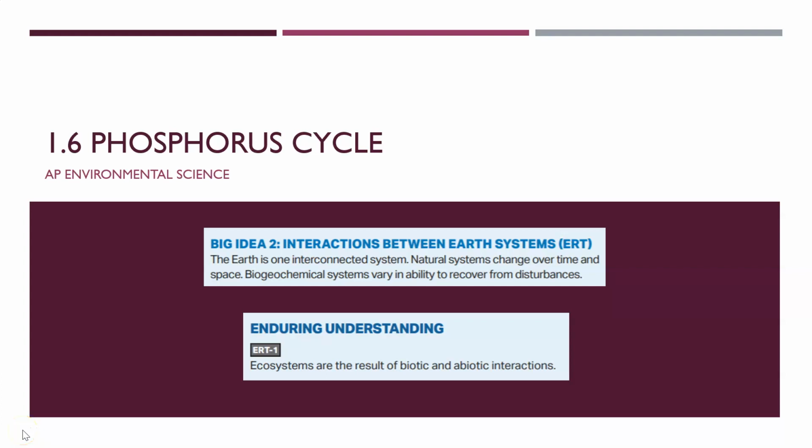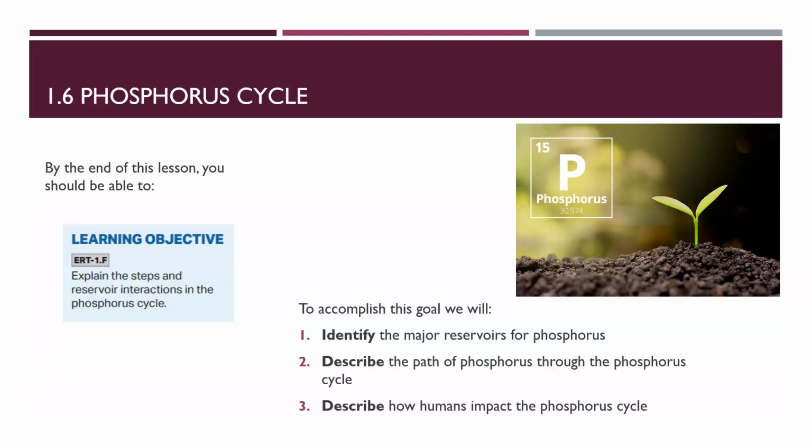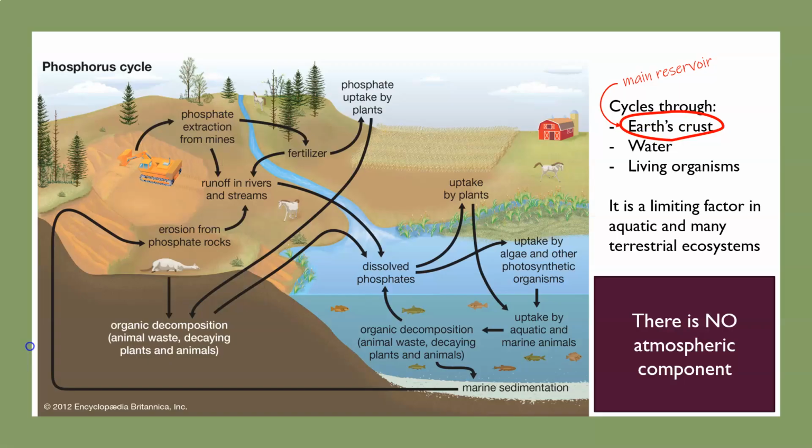Okay, so here we go now with the phosphorus cycle. So we're continuing on talking about the ways that the ecosystems are interconnected between the biotic and abiotic factors. By the end of this lesson, you should be able to explain the steps and reservoir interactions in the phosphorus cycle. To accomplish this goal, we're going to identify the major reservoirs for phosphorus, describe the path of phosphorus through the cycle, and describe how humans have impacted the phosphorus cycle.